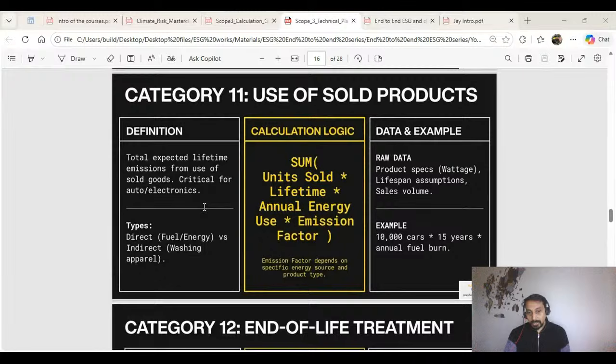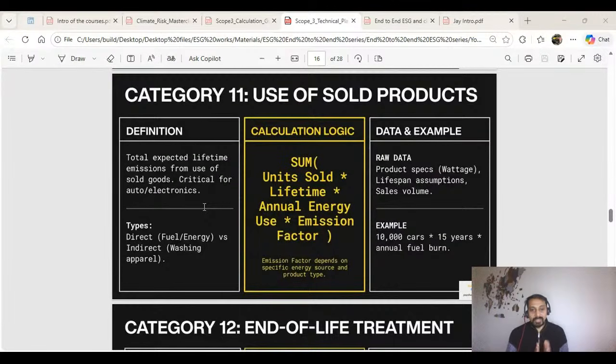So the formula is very much similar: units sold, multiplied by the lifetime of that particular appliance, multiplied by the annual energy used by that particular product, and multiplied by the emission factor. So you model how customers use your products over their lifespan. As an automobile dealer, they are going to model that this Jaguar Land Rover car or the Mercedes car generates this many tons of CO2 equivalent emissions over their lifespan, for example 10-15 years, if they are selling the car, or maybe 20 years.